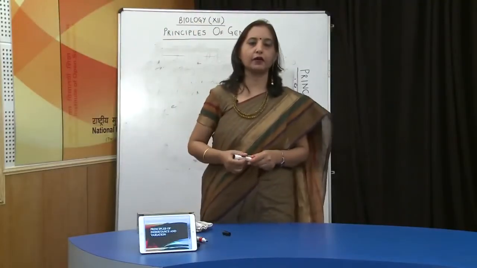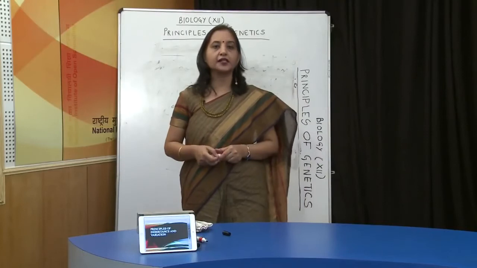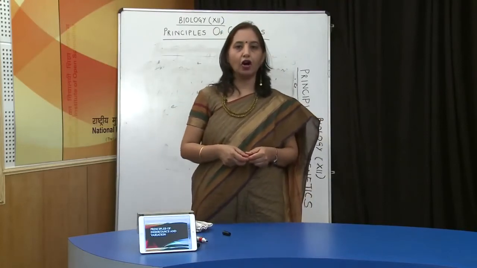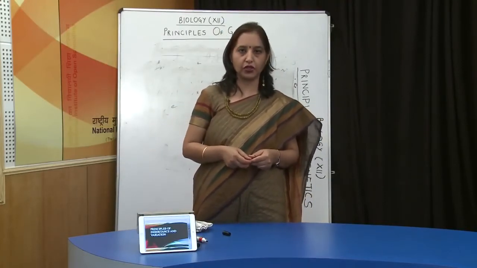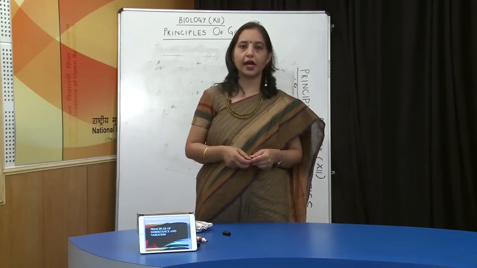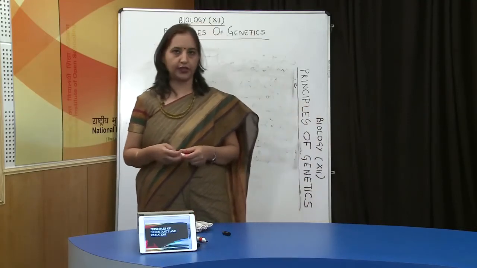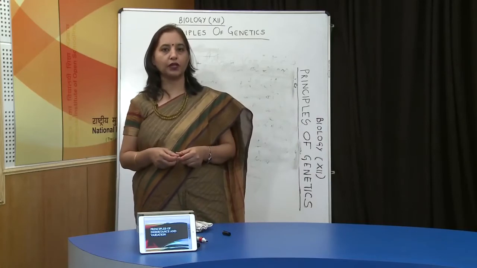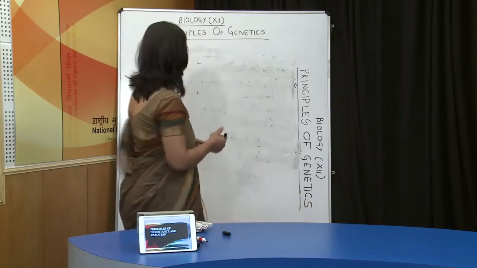Before we discuss the laws of inheritance, it is very important to understand how Mendel did the cross pollination in garden pea, because garden pea is naturally self-pollinated. So how did he cross-pollinate two plants?